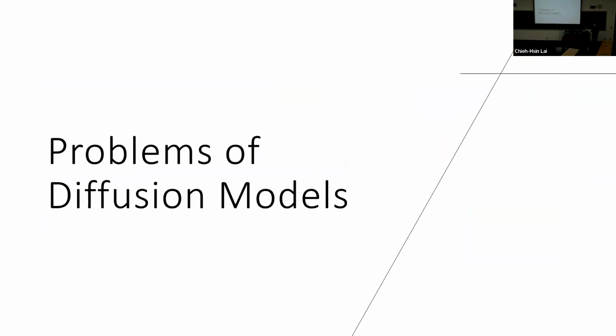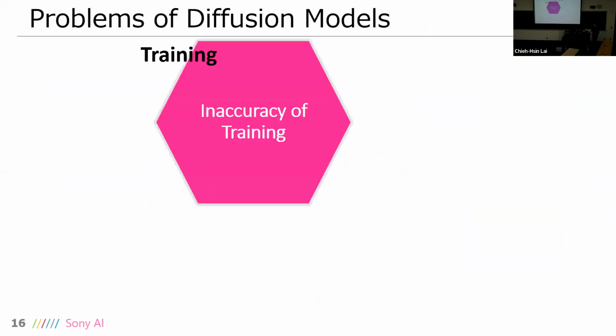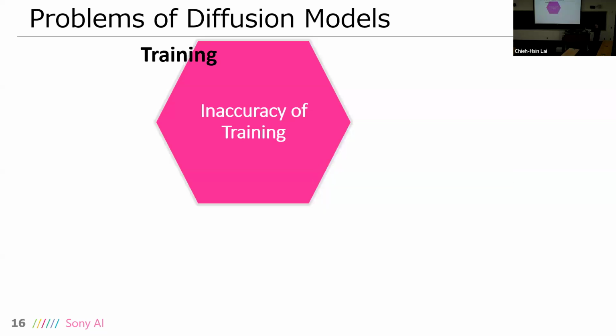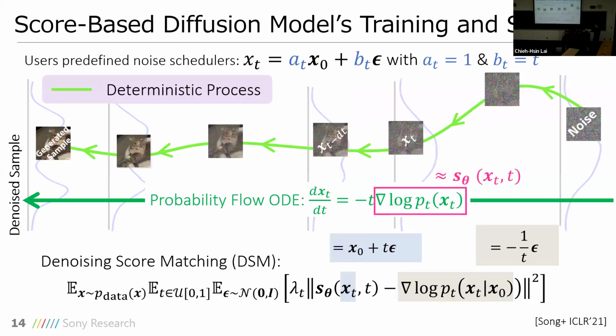However, there are several problems of different models. The first problem is about the training. I have a question. So you are training a neural network conditioned on X0, conditioned on XT, to minimize the score function conditioned on X0.